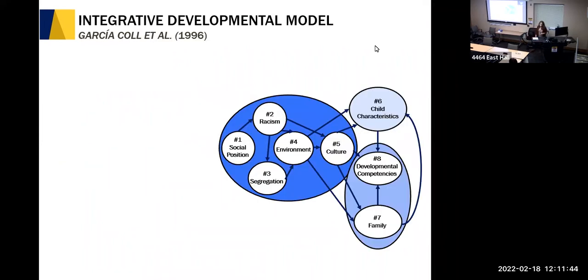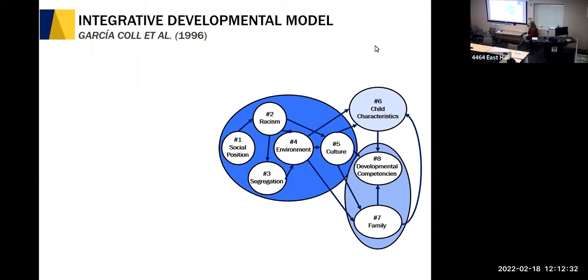How about another one? García Coll's integrated model of development, developed with colleagues throughout the years. In this model, we see that social position factors like race and gender are linked to things like racism and segregation that are linked to an environment. And then it starts to spread out. An environment is related to a culture, but also child characteristics, right? Individual elements of the child, which is related to their family, and eventually everything converges on these developmental competencies, which are many of the things that we study here in the department. Things like an individual child's coping with racism or cognition or emotion.